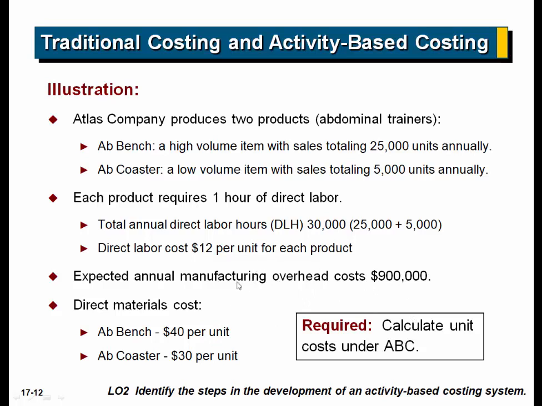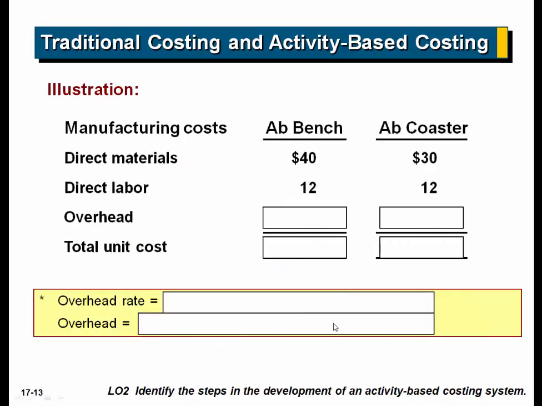And it gives you the direct material cost, and we look at this overhead. So here it tells us what is required. Calculate the unit cost under ABC costing. Well, we're actually going to do this under traditional and then activity based.